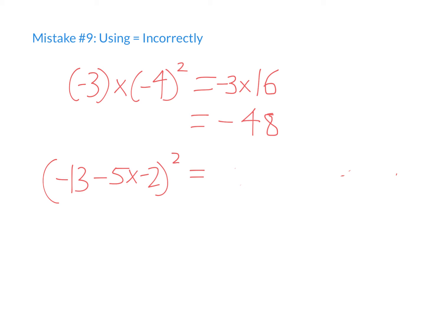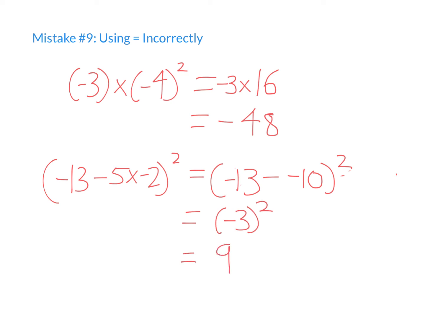So we're going to do the multiplication first. So I'm going to leave the negative 13 alone. So 5 times negative 2 is negative 10. So I've got negative 13 subtract negative 10 squared. So now we're going to add these. Negative 13 plus 10 is negative 3, and we know negative 3 squared is positive 9. So here, when I've used the equal signs, the two things on either side of the equal sign are actually equal. It sounds basic, but it loses kids lots of marks in tests.